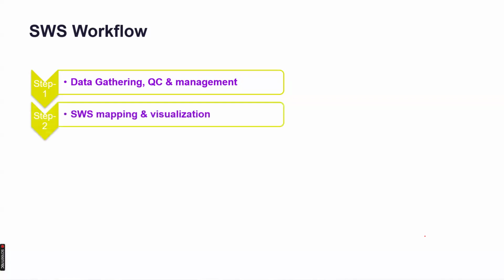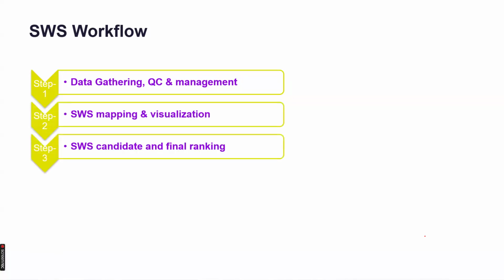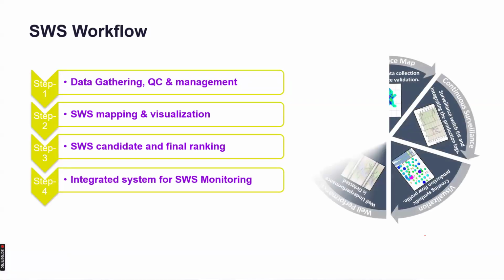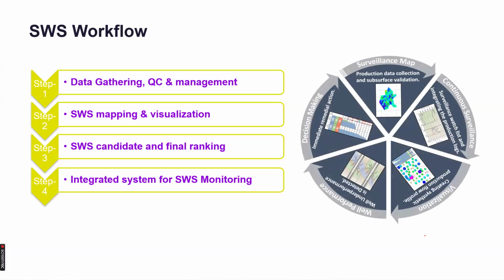So the first thing you do is gather the data and QC it, as usual for any workflow. Then you do the smart workover system mapping, and you can visualize the data. You have to find the candidates and final ranking, and then integrate this, monitor it, and have a complete dynamic workflow that can be saved. You don't have to do it from scratch every time. So while the data is streaming to the model, it will give you today's status, right? So it's like a live study or workflow.